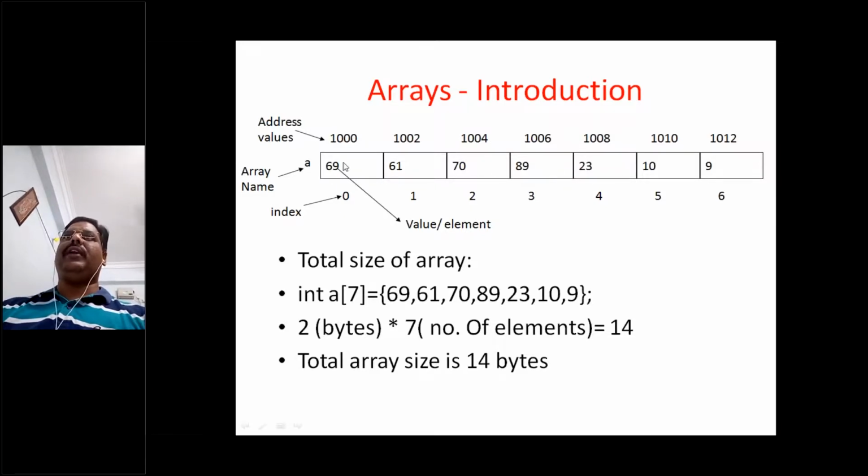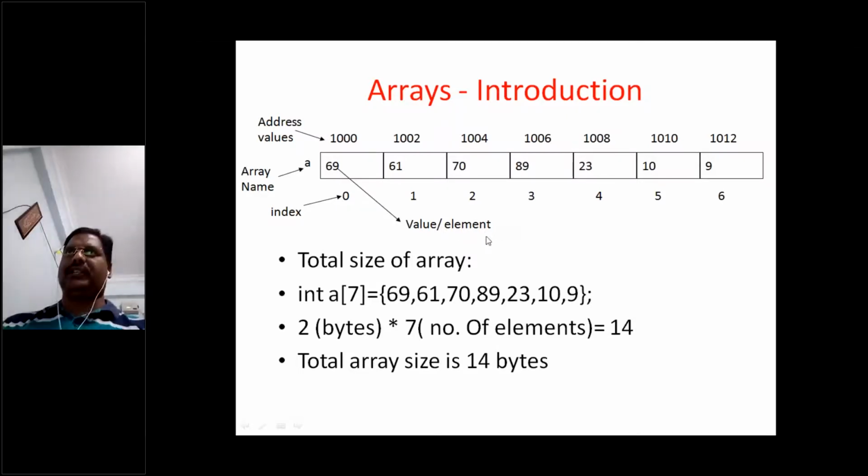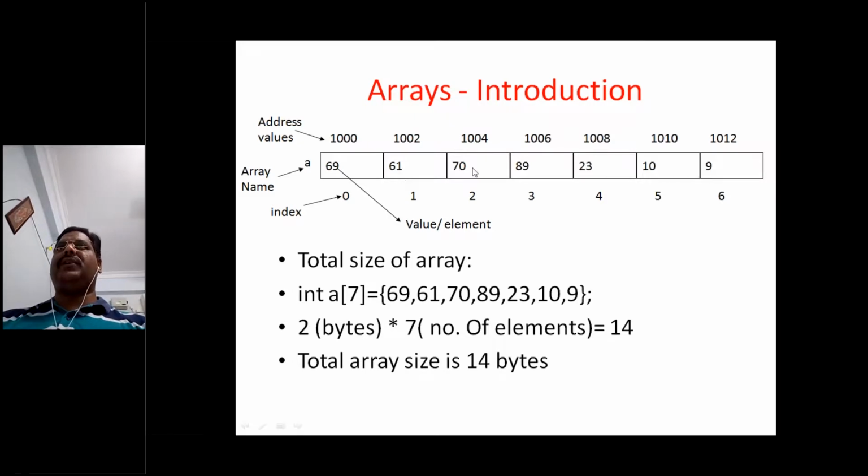But as part of our view, we can get only A of 0. A of 0 is nothing but 69. See, and so on. 69 has been stored into the 0th location, and 61 has been stored into location 1. This 69 we call a value, array value, or element, or item. So 61, 70, 89, 23, and so on, we are storing the values.